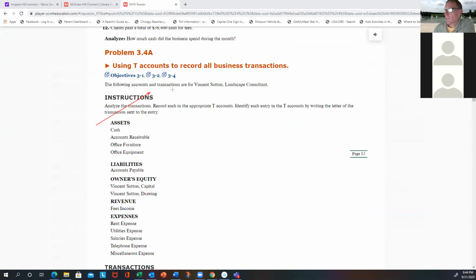It says the following accounts and transactions are for Vincent Sutton, landscape consultant. And it says, analyze the transactions, record each in the appropriate T account, identify each entry in the T accounts by writing the letter of the transaction next to the entry. I'm not going to worry too much about that. I'm concerned right now to make sure you get the right account names.